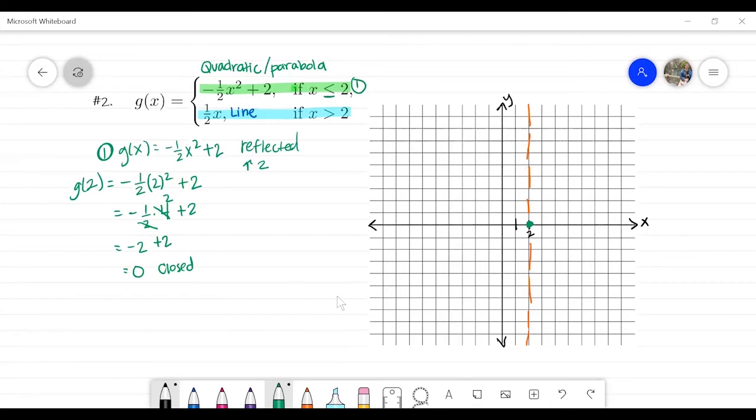Okay, but we can plot some other points. 0 is always a great value. So again, this is the same as doing the table that I did on the last one. I'm just writing it a little differently. This would be negative 1/2 times 0 squared plus 2. This whole thing is 0 plus 2, which is just 2. So we also have the point 0, 2. Let me label 0, 2. And that gives us a point right here. And I'll remember, this is not a straight line. It's got some curve and a parabola to it.